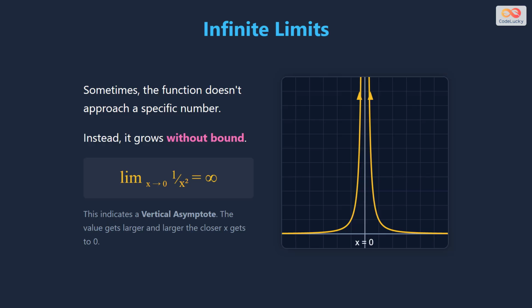Sometimes, a function doesn't settle down at all, it blows up. As we approach 0 in this example, the value shoots up towards positive infinity. It grows without bound. We write the limit as equals infinity. This tells us there is a vertical asymptote. Even though infinity isn't a real number we can hold, it describes the behavior of growing forever.